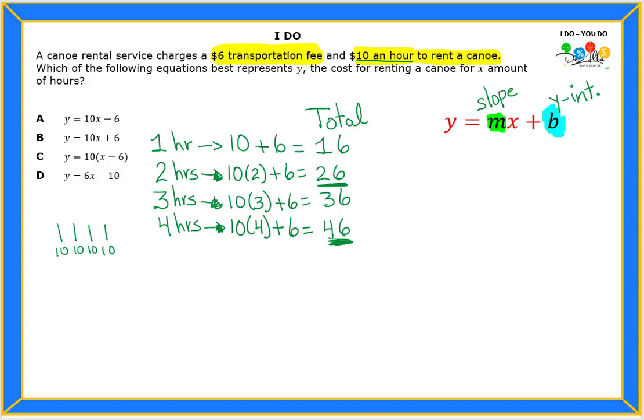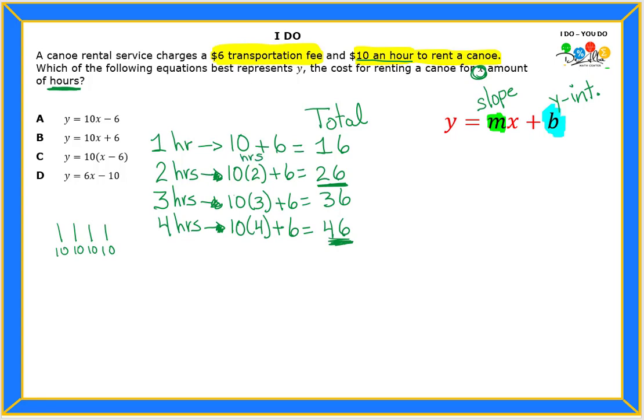How can I write it as y equals mx plus b? Well, let's think about this. The y is the total money that you're going to pay. Is that right? The x is how many hours am I going to rent it. So if I rent it for 1 hour, if I rent it for 2 hours, so right here, the 2, the 3, and the 4 is the hours. Is that right? And whose hours? And we have it right here. It says X is the amount of hours. Okay, so that's a huge help because 2, 3, and 4 was my hours.